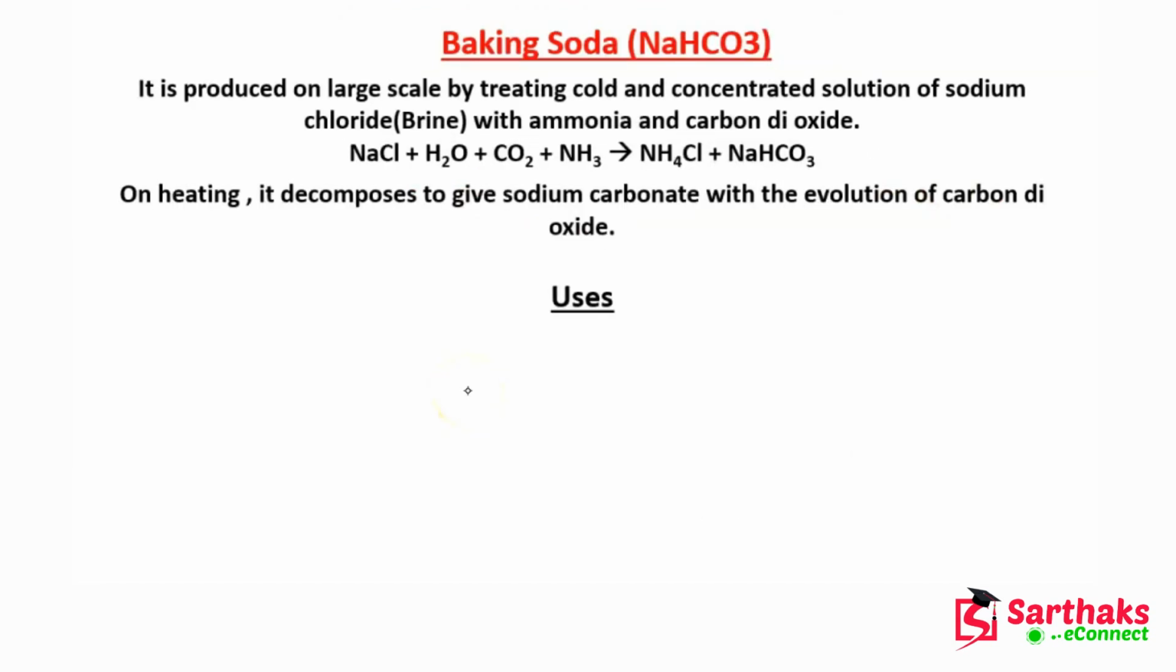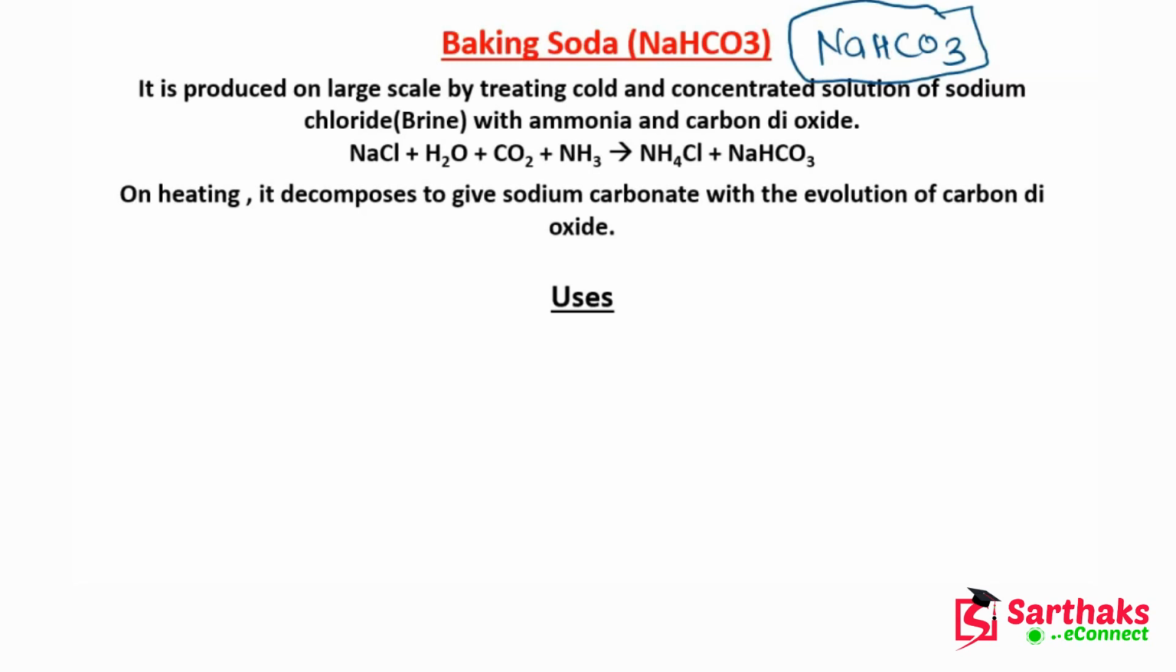So here we will talk about baking soda. This is also a daily use chemical which is used in our kitchen. First of all, we will see what is the chemical formula of baking soda. NaHCO3 is the chemical formula of baking soda. Now we will talk about how this baking soda is produced.